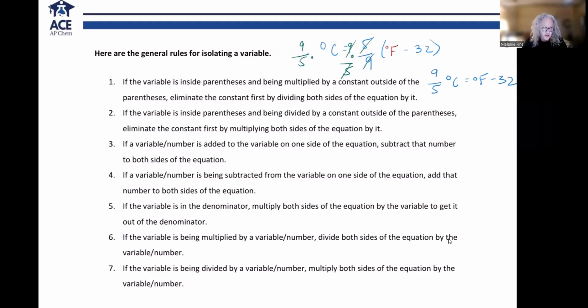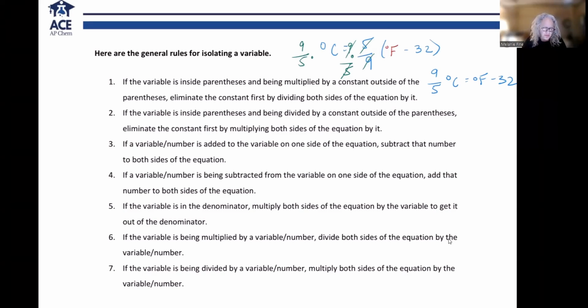Number 2, if the variable is inside parentheses and being divided by a constant outside of the parentheses, that was similar to what we had here. It was actually being multiplied and divided by 5/9. It's being divided by a constant outside of the parentheses. You would eliminate the constant by doing the opposite of dividing, which means multiplying both sides by that constant.